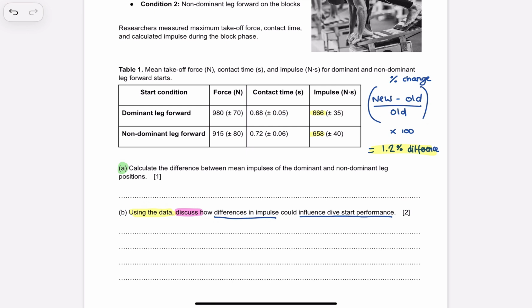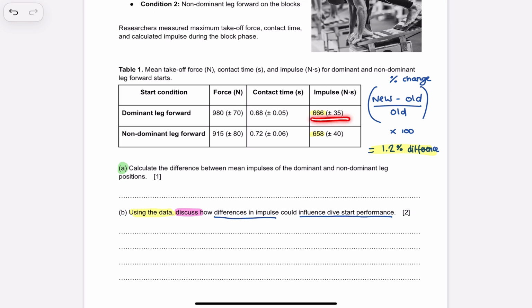However, this question does ask you to think about influencing performance. So number one, it has improved the net impulse, but what does that mean? Well, if we've got a bigger net impulse, we know that impulse is equal, so FT is equal to mv. So we've got a net impulse. If it's bigger, we're going to get a greater change in momentum, and vice versa.